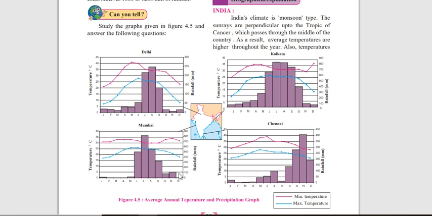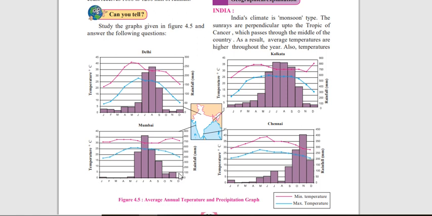Calculate the average range of minimum and maximum temperature of all the 4 cities. Delhi temperature ranges between 6 degrees Celsius and 41 degrees Celsius. Kolkata between 9 degrees Celsius and 37 degrees Celsius. Mumbai is between 16 degrees Celsius and 34 degrees Celsius. And Chennai between 21 degrees Celsius and 39 degrees Celsius.